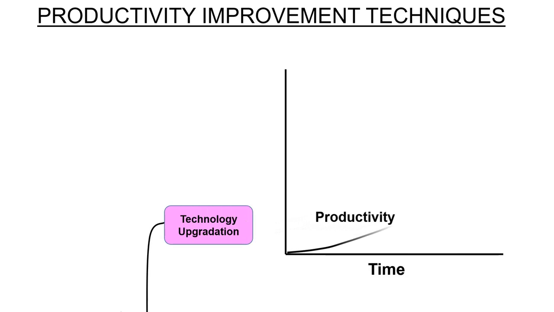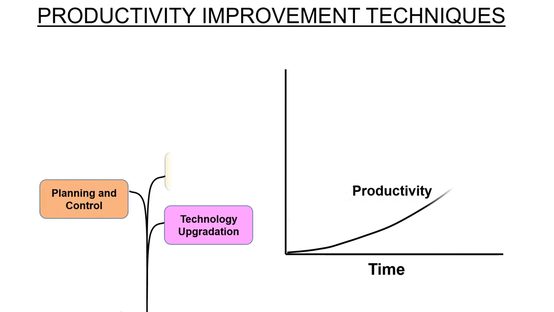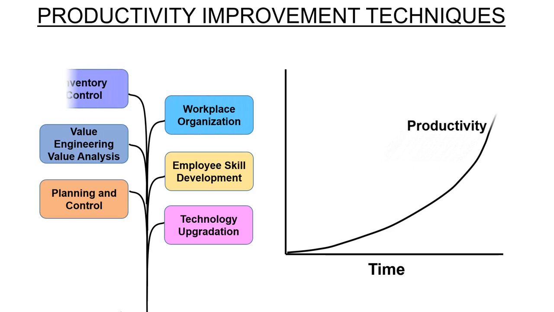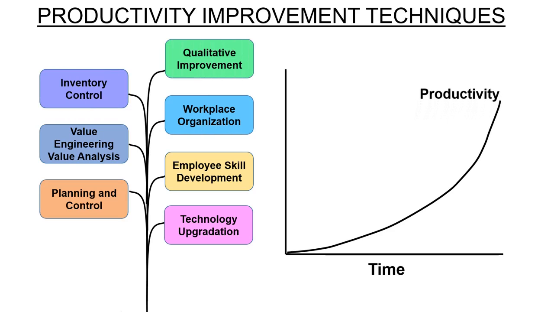Technology upgradation. Technology upgradation, like software-based applications, IoT or real-time data collection, are the tools required to improve productivity. These tools are nowadays synced with machines.